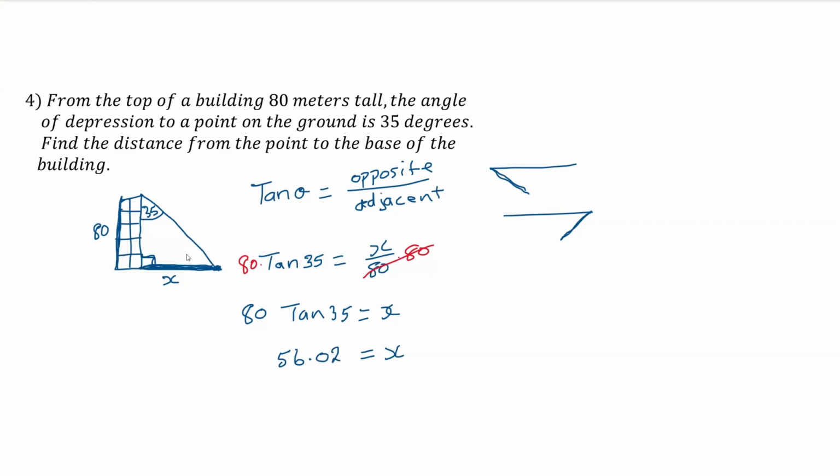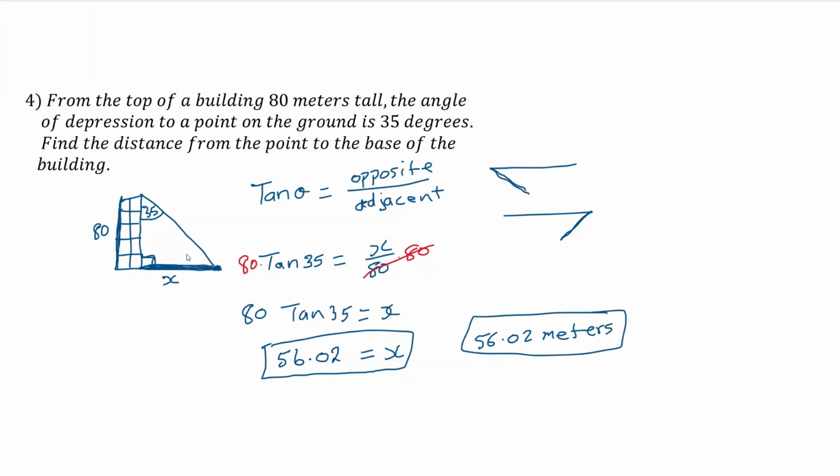So the length, or the distance from the point to the building, is 56.02 meters, right? So that is in meters. So maybe I should write it here. 56.02 meters. All right, let's try one more.